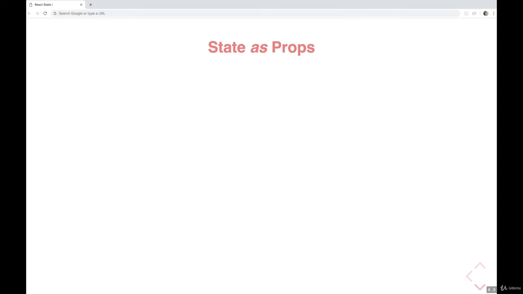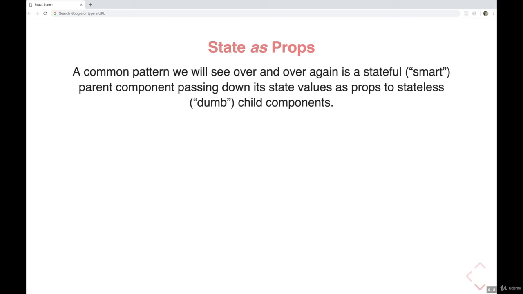So this is something that will come up a lot in the course. It's basically a pattern for creating and defining your application structure. So what we'll have is a stateful parent component, a smart component, that passes its state values down as props to the dumber stateless components, so children components.